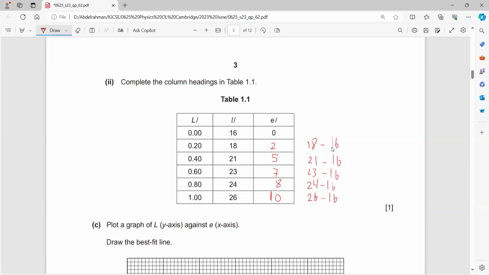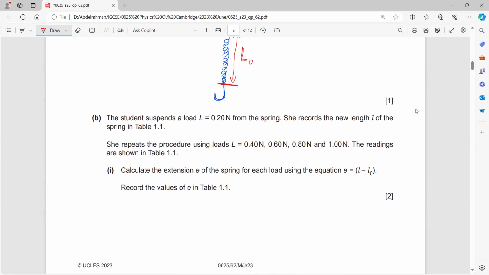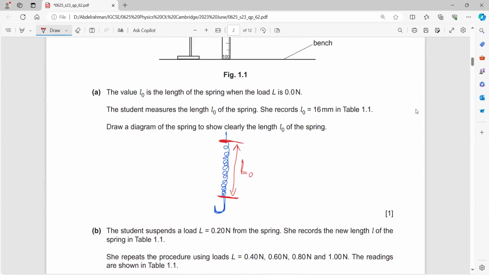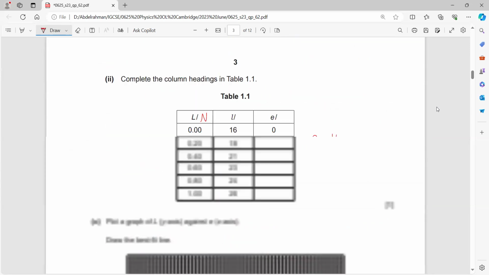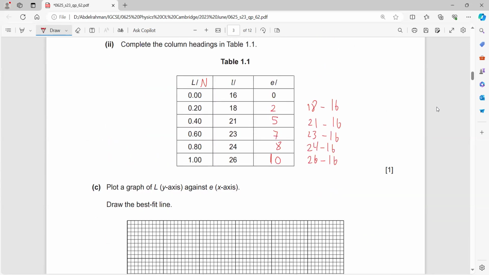Complete the column headings. We want to write the column headings L and E. Capital L in newtons, capital L, right? Newtons is force. Small L in millimeters or centimeters? Let's make sure. She records the initial length to be 16 millimeters, so the length here is in millimeters and the extension also is in millimeters.